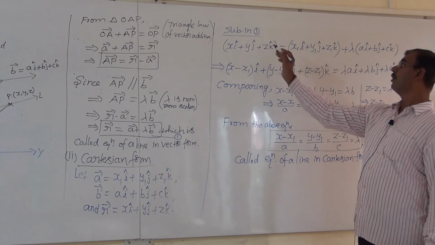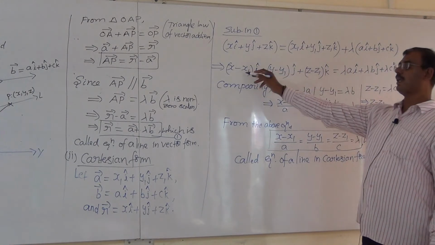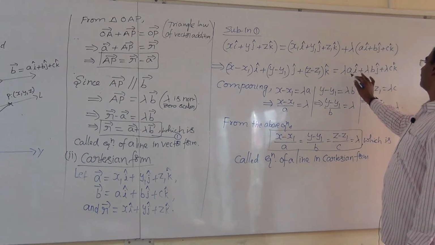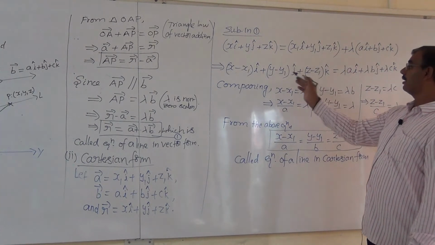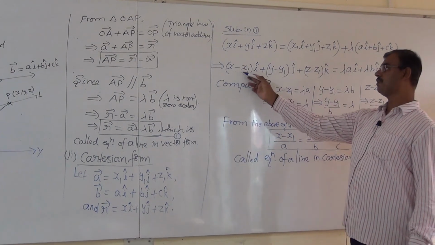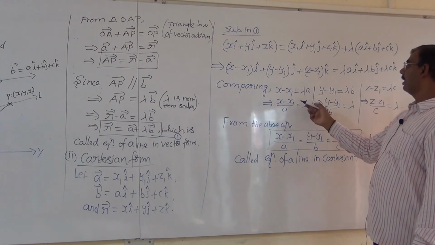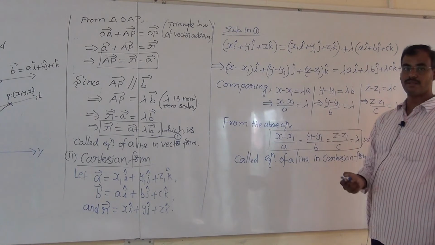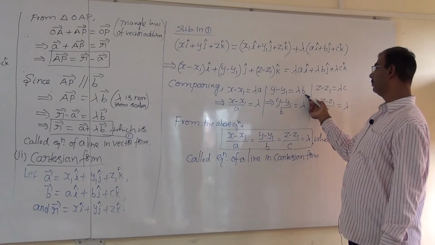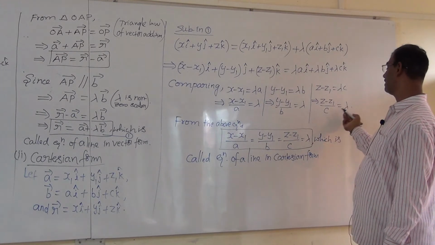Simplification. You all know this, a very simple simplification. Open the bracket and arrange, taking i, j, k common: x minus x1, y minus y1, z minus z1 on the left side, and the same terms on the right side. Comparing the i, j, k coefficients: the i coefficient is x minus x1, here lambda times a. So lambda is (x minus x1) by a. Similarly, y minus y1 is equal to lambda times b, so (y minus y1) by b is equal to lambda. Similarly, (z minus z1) by c equals lambda.